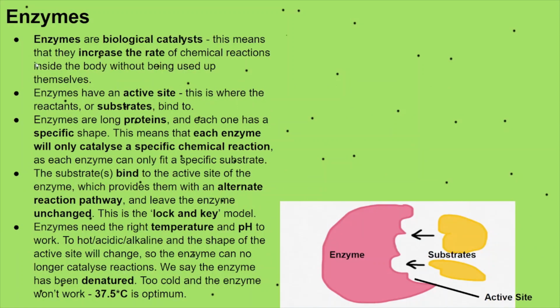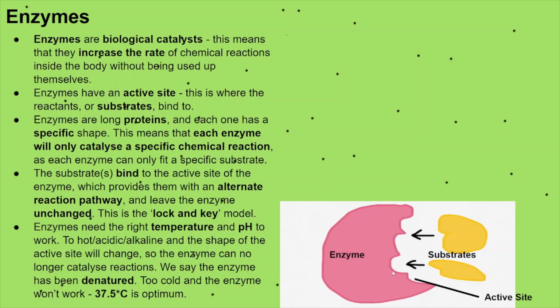So we're going to have a detailed look at enzymes first off. Enzymes are biological catalysts, which means they increase the rate of chemical reactions inside the body without being used up themselves. Something you need to know about enzymes is they have this thing called an active site, and it's where the reactants bind to, and then they react. It provides them with an alternate reaction pathway. There's a bit of chemistry there, if you remember, and it just means they react quicker.